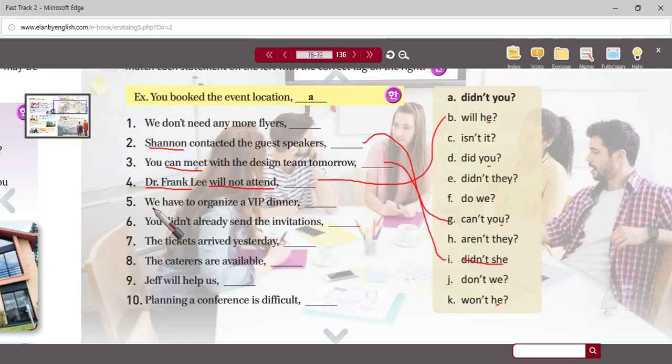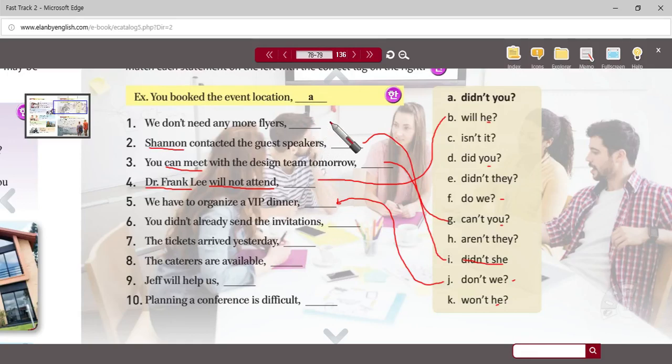Number 5, we have to organize a VIP dinner. So we must organize a VIP dinner. Again, the subject is we, and it gives us 2 options. Do we or don't we? We must organize a VIP dinner, mustn't we? No. We have to organize a VIP dinner, don't we?